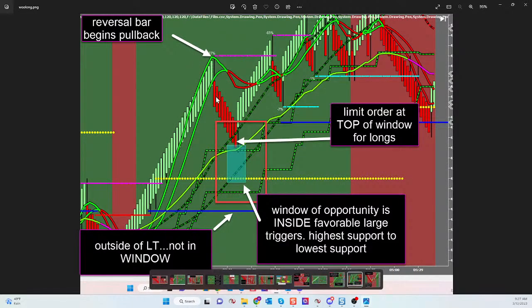Same thing here, reversal bar prints from the top of the triggers to the bottom of the triggers. I'm looking for the areas that fall within. From the highest point of support of midband to the lowest point of support, these one-to-ones. Guys, this is where the market is likely to continue. This Fibonacci support, again, outside of the window. It's outside of the large triggers. It doesn't fit inside of my window of opportunity.